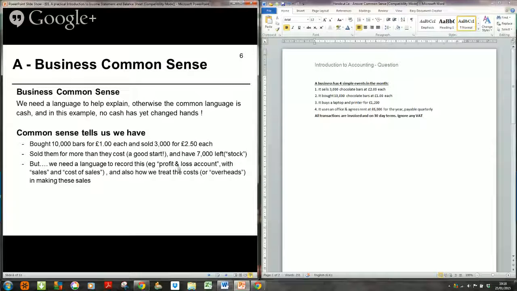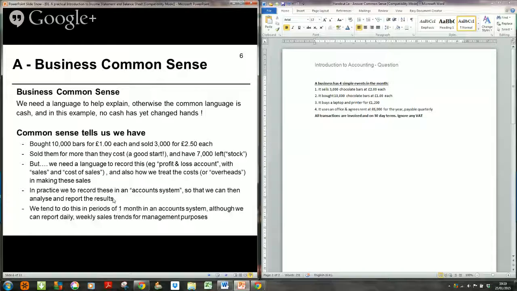And that language you're going to use is the trading language of the profit and loss. So we're going to have sales, we're going to have cost of sales, and also we're going to describe how we treat the costs or the overheads in making these sales. So this piece here is the fundamental element of what we're looking at in accounting. And in practice, we'd record those in an account system so we can then analyze and report the results.